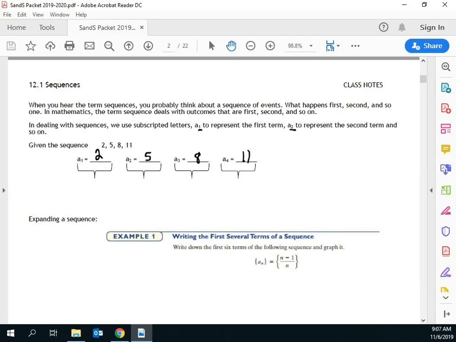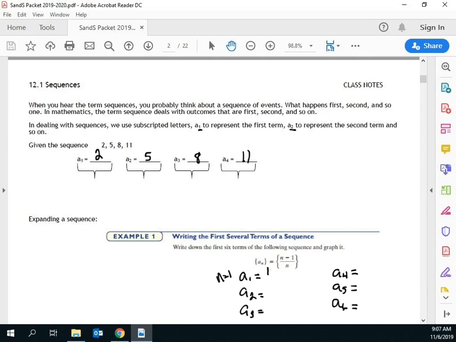So it says write down the first six terms of the following sequence and then graph it. So if you look here, let's write out the first 6. So we're going to have A sub 1, A sub 2, A sub 3, A sub 4. Probably should give me some more room. So we're going to do the first 6 terms. Just so happens, N represents what term we are on. So, for the first term, N is going to represent 1. So, N equals 1 for the first term.